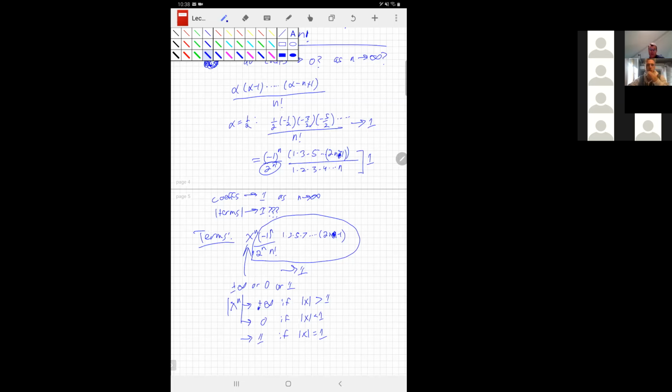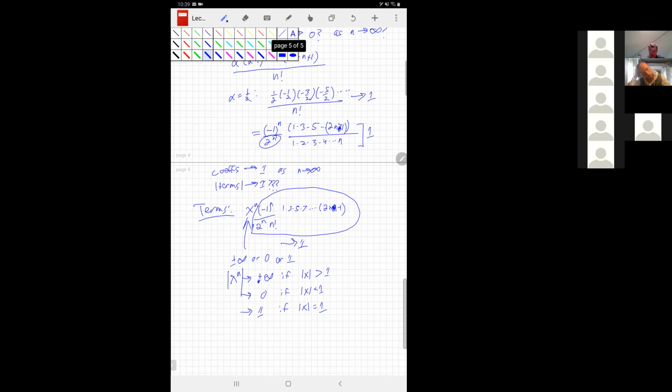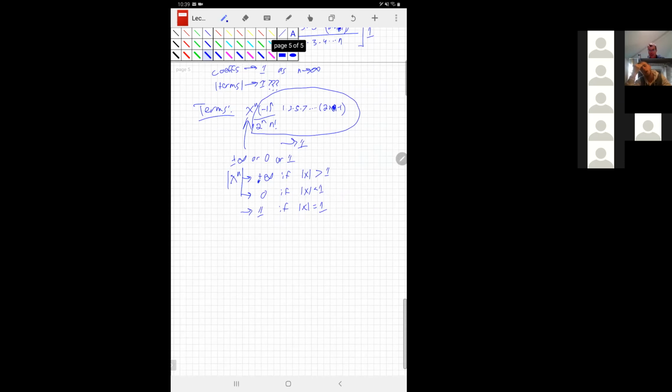And the absolute value of x is less than 1. Not equal, because if the absolute value of x is equal to 1, then we're going to get something that goes to 1, and we know that these coefficients also go to 1. So we're going to have 1 times 1. We're going to be adding up a bunch of 1s. And if you add up a bunch of 1s, the more you add, the closer you get to infinity. Yes, I know a math professor would have a heart attack if I said closer to infinity, but you know what I mean. It just keeps growing.